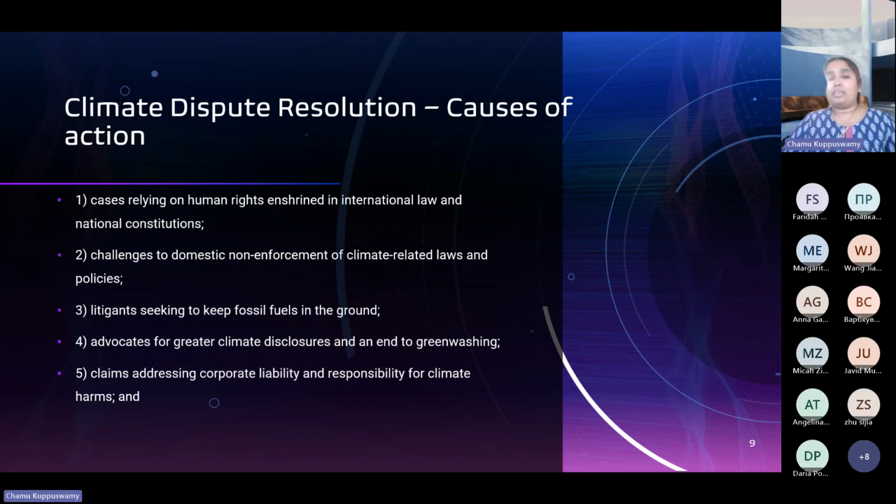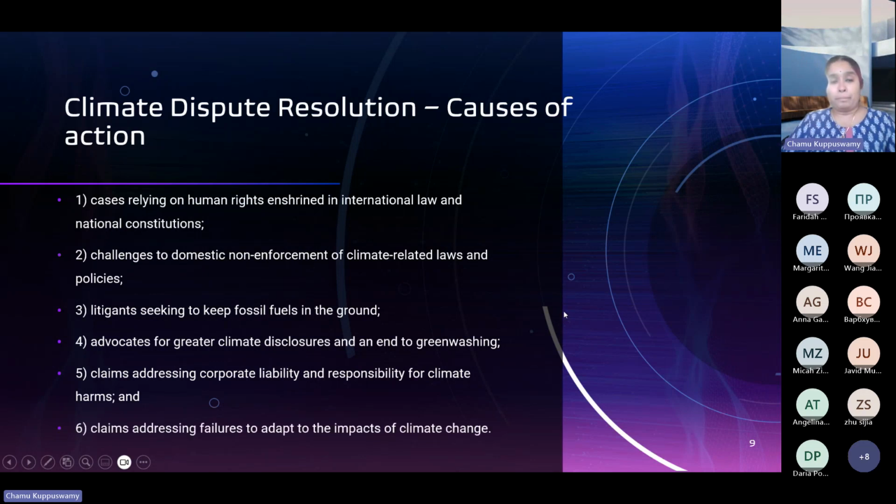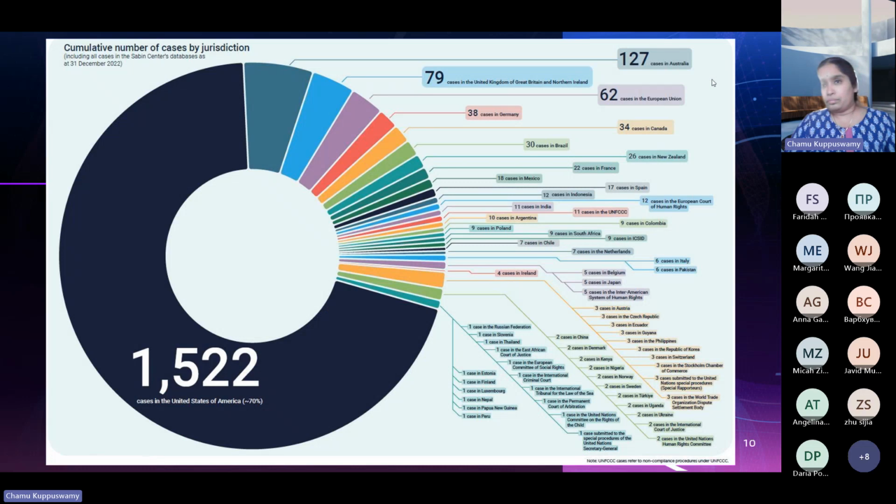Claims addressing corporate liability and responsibility for climate harms. So, pointing out who the emitters are and looking for liability, because that would be the obvious way in which you would be able to get redress once you have attached liability to corporate activity. Claims addressing failures to adapt to the impacts of climate change. This is around adaptation, to say there are not enough policies, not enough action with respect to adaptation. That's a failure of responsibility. So these are the different causes of action that have been used in climate litigation.